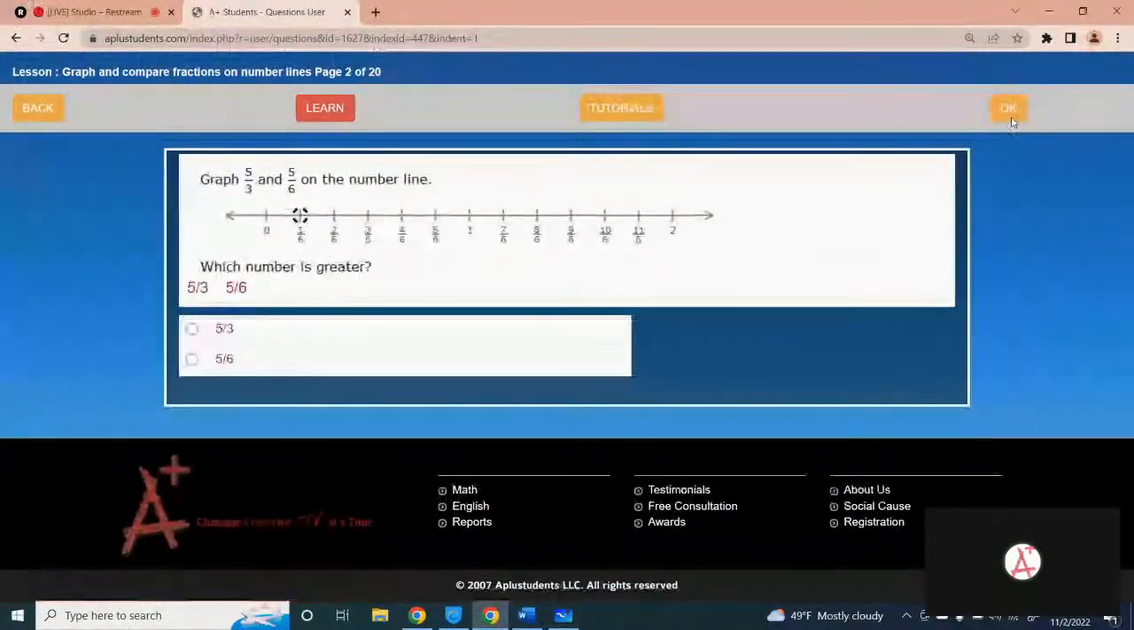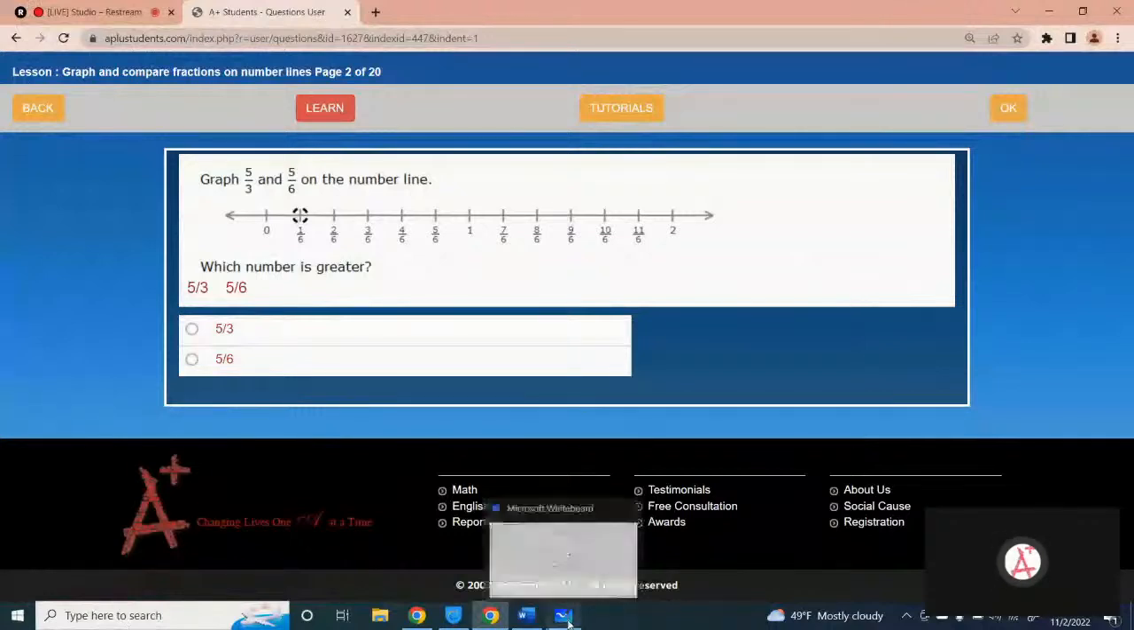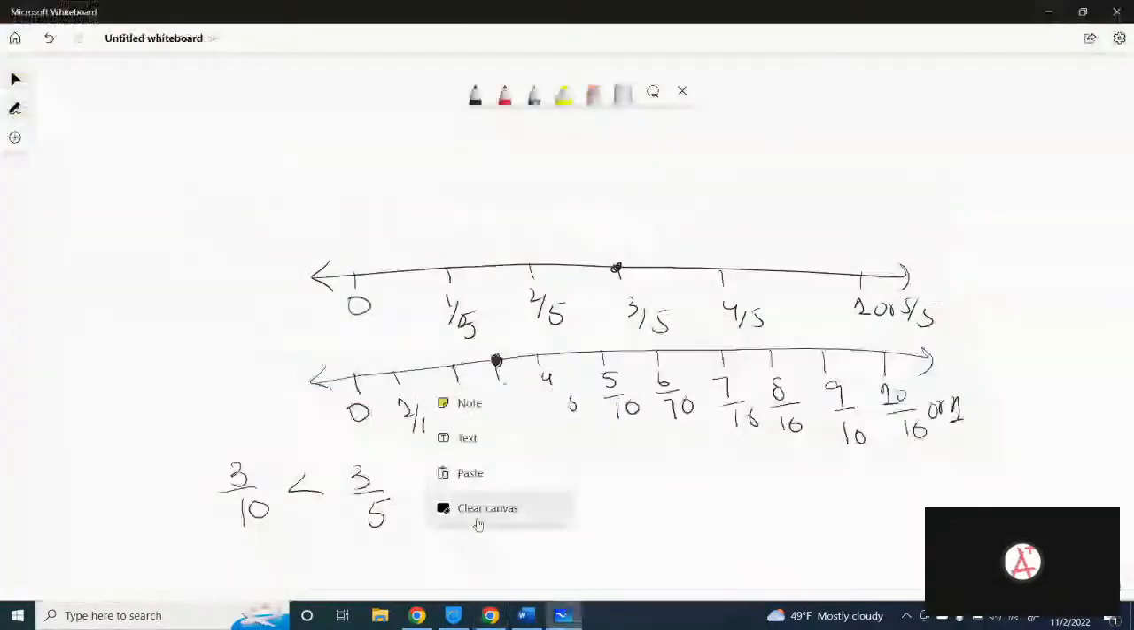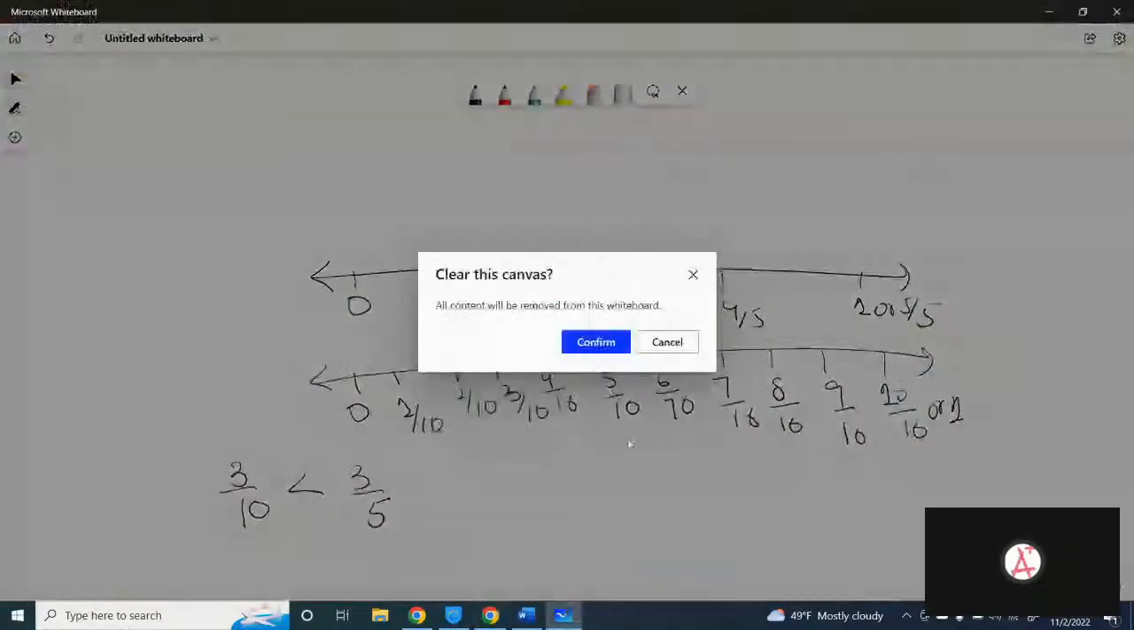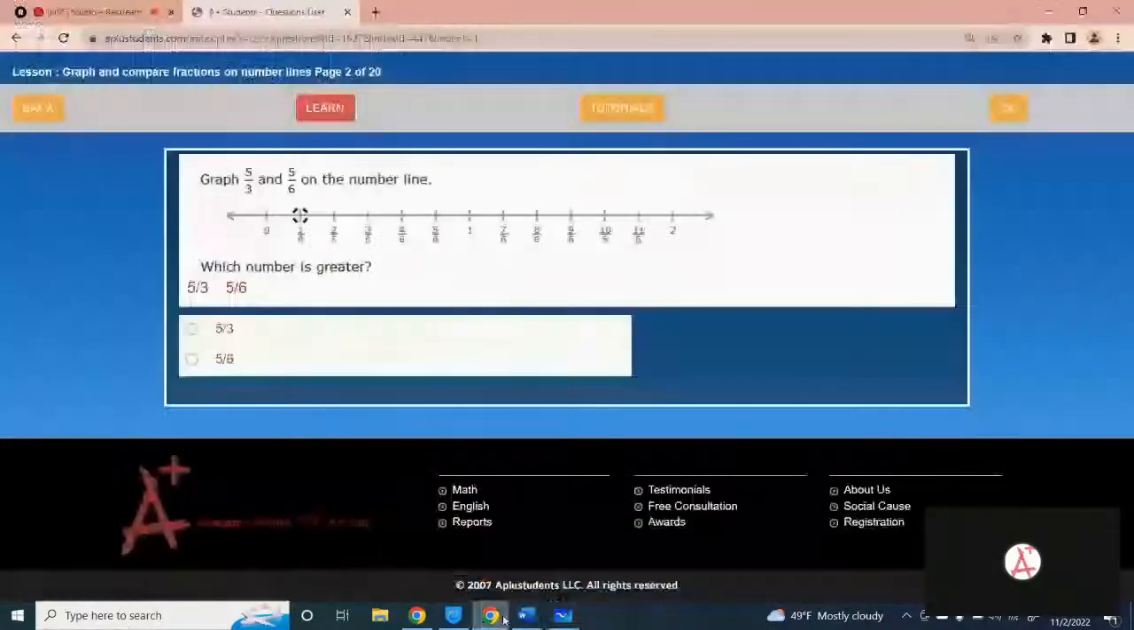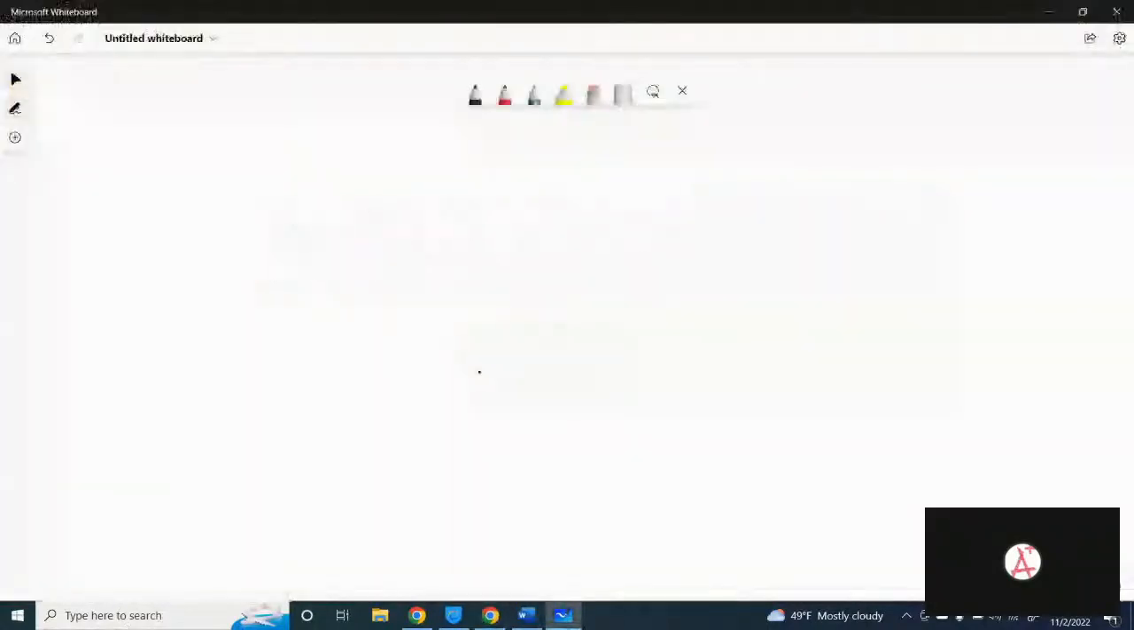Okay, graph 5 by 3 and 5 by 6 on the number line. Which number is greater? Got it? You need to see. So now I'm going to explain by making their denominators same. Got it? We can then plot them on a same number line. Okay, you have 5 by 3 and 5 by 6.